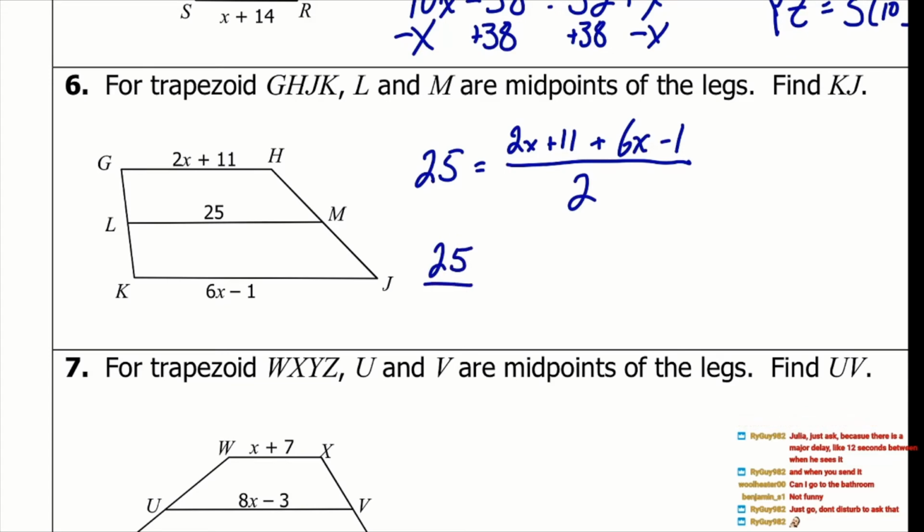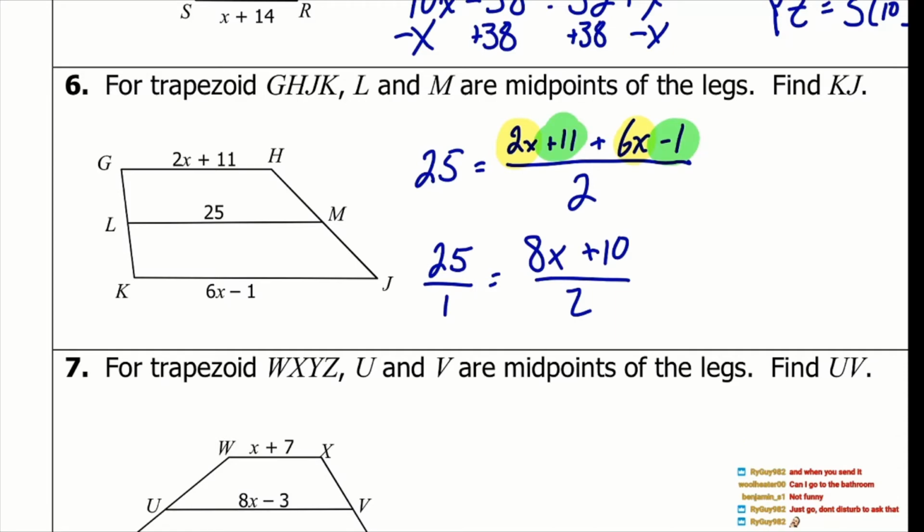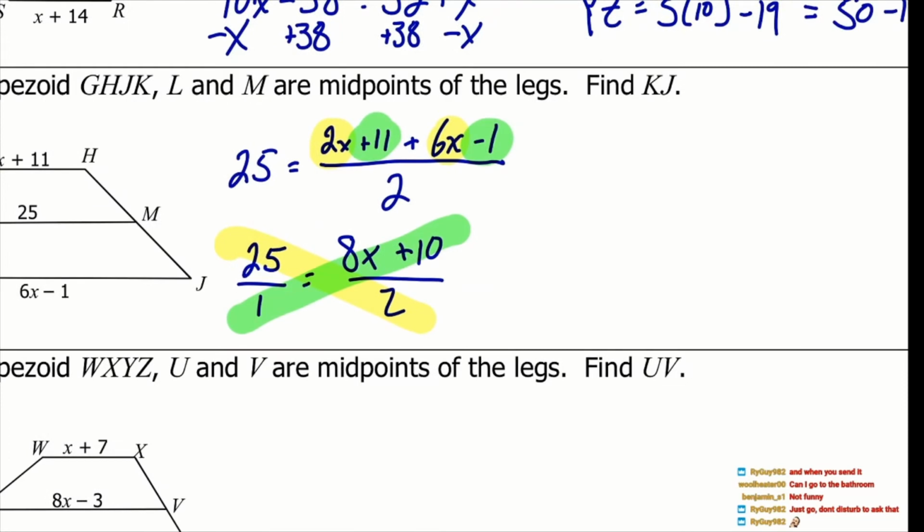I'm going to combine like terms. I'm also going to put this 25 over 1. Combining like terms in that numerator on the right-hand side, 2x plus 6x becomes 8x. 11 and minus 1 becomes plus 10, over 2. So from here you can cross multiply. You could also reduce these things by 2, so you could distribute that way. I'm not going to do that because we typically don't do that. And in this case, we don't have to distribute.